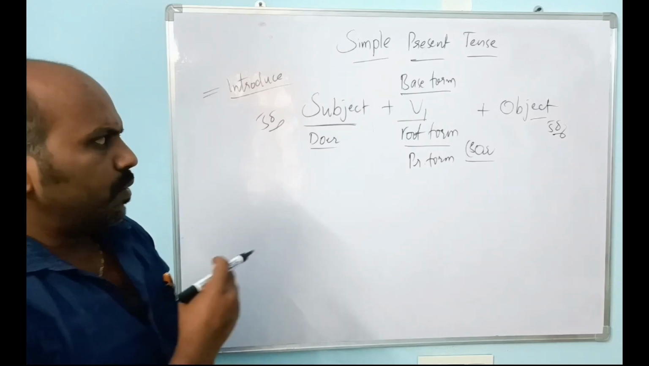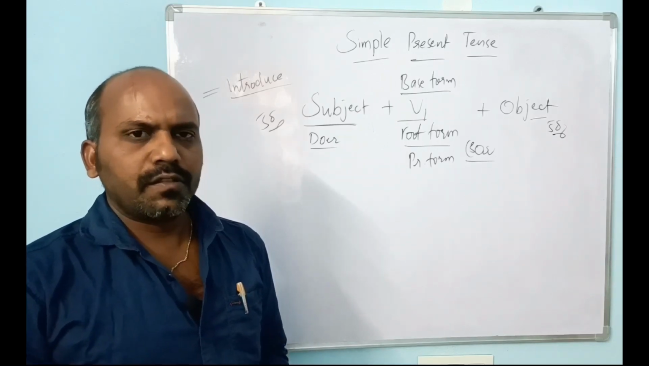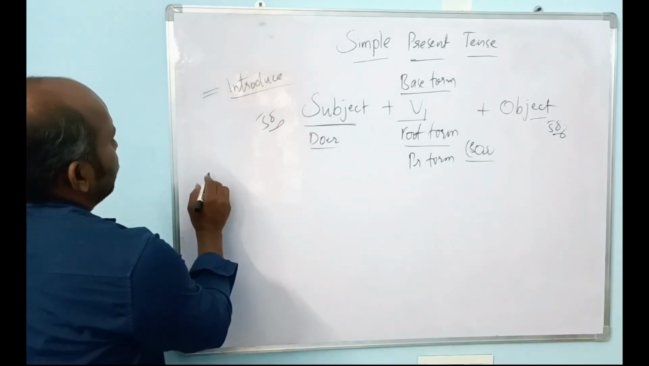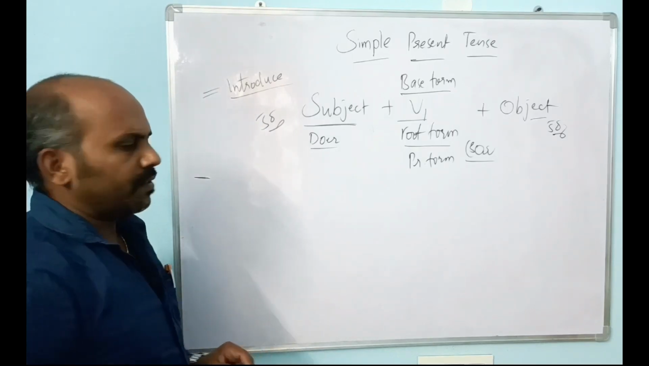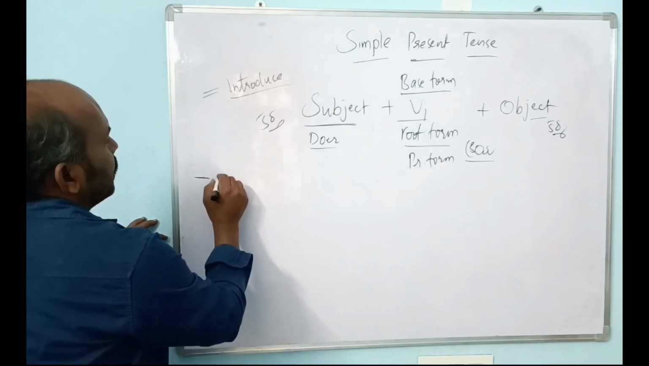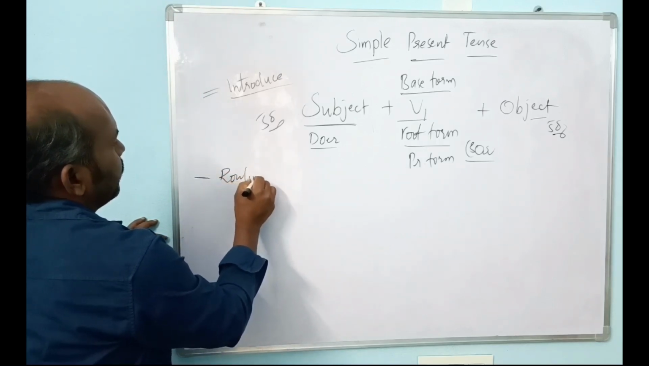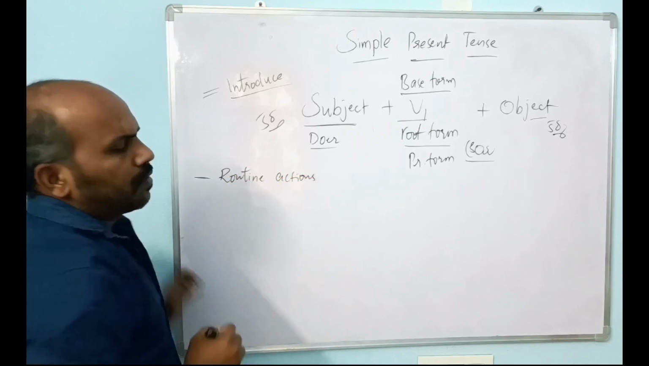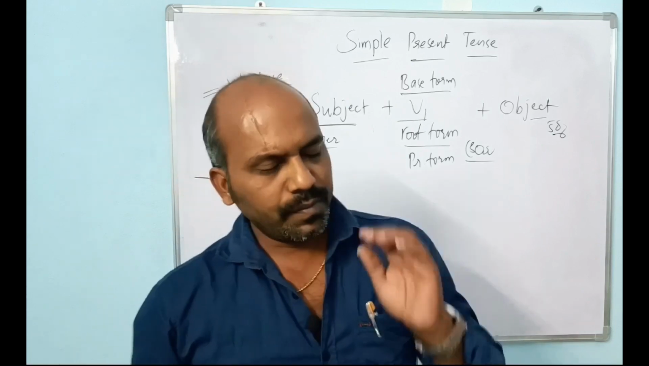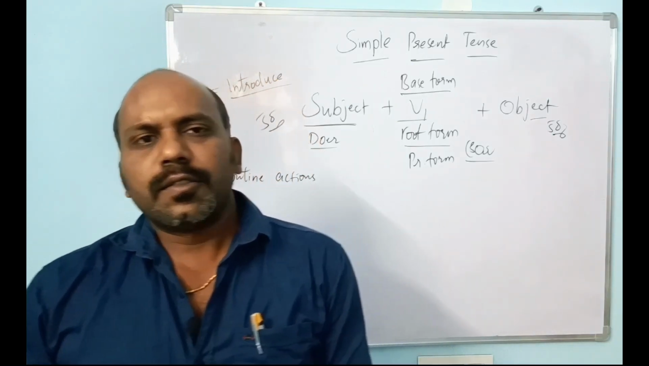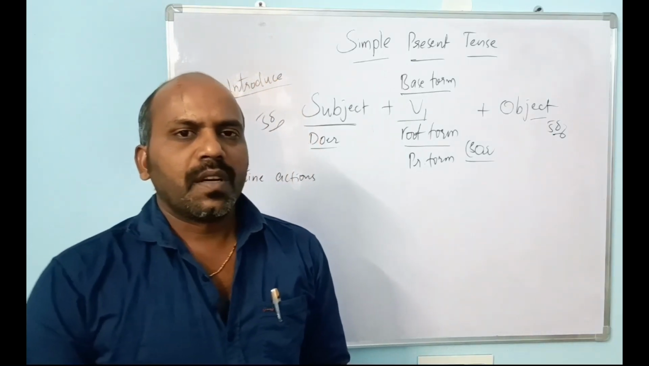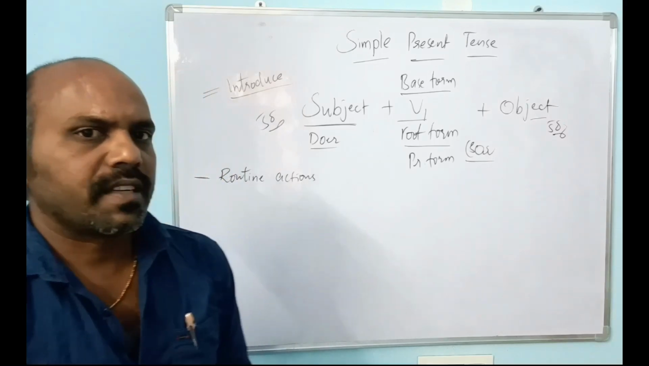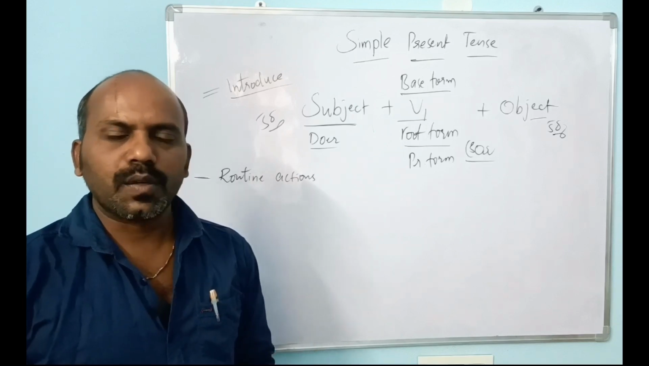Now, what's the use of simple present tense? When do we use simple present tense? Simple present tense is used in these conditions. Number one, when we are going to say our routine actions. Routine actions, from the morning onwards till you go to bed, whatever you do, routine actions, daily actions, must be expressed in simple present tense only.